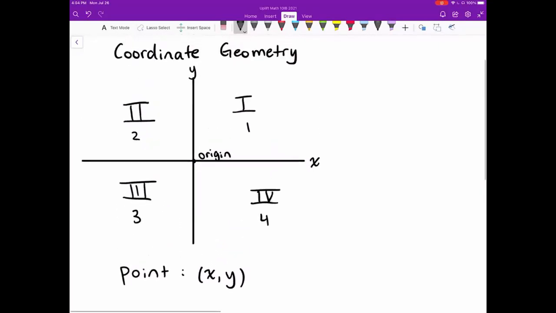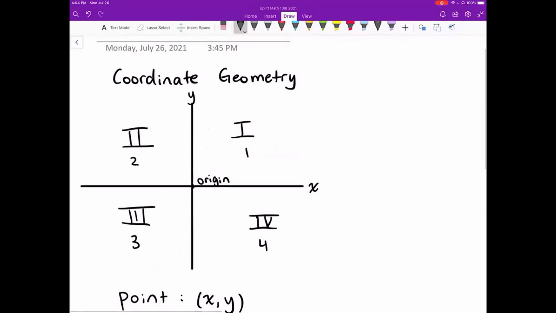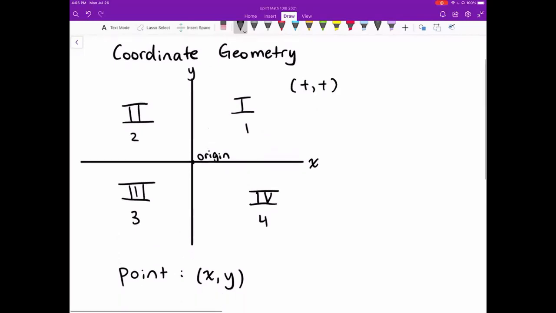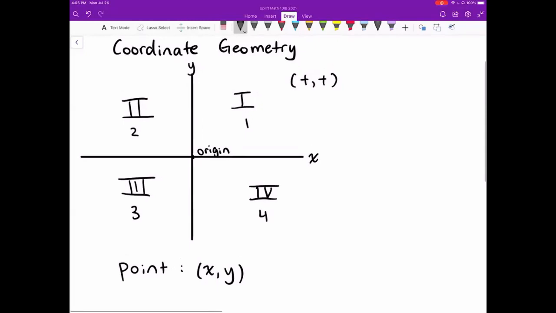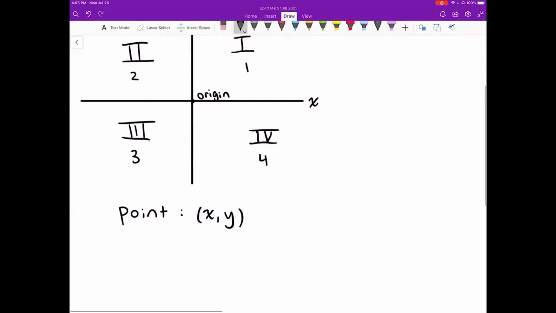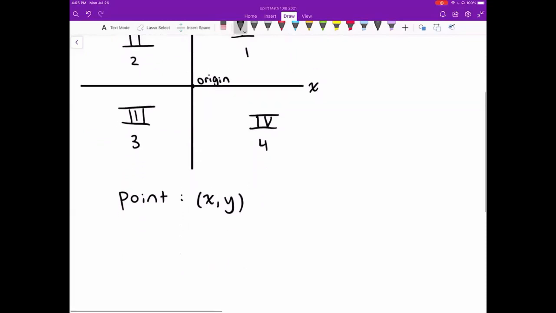Yeah, so for quadrant 1, both x and y are positive. So plus plus, like what Alex said. For quadrant 2, the x coordinate is negative and the y coordinate is positive. So negative plus, yeah. Good job, Alex. For quadrant 3, both are negative. So negative, negative. And for quadrant 4, we have positive, negative.